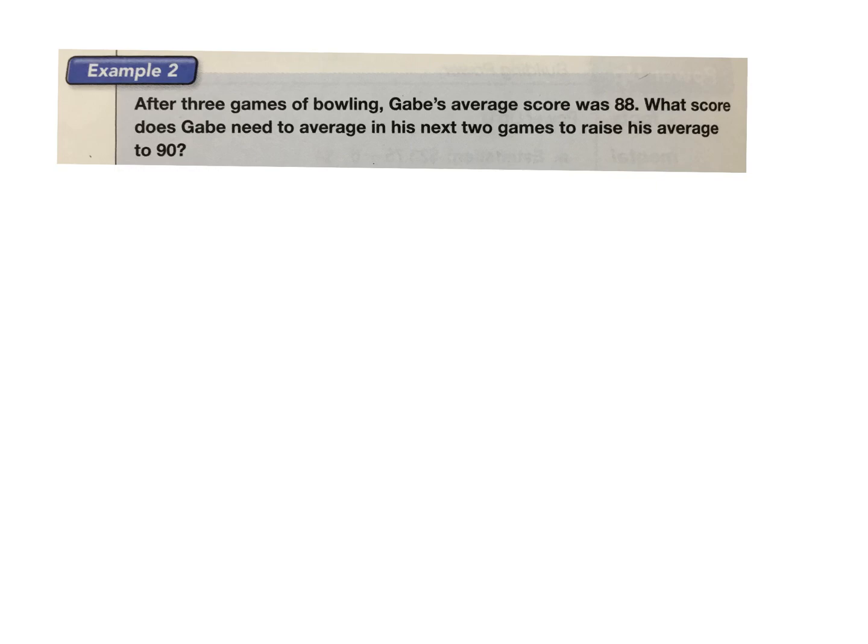Here's our next one, example 2. It says, after 3 games of bowling, Gabe's average score was 88. What score does Gabe need to average in his next 2 games to raise his average to 90? So let's think about how averages work. Remember, how averages work is you just add up all the scores and divide by the total number. So how they got this 88 was to say whatever score he got, whatever score he got, whatever score he got, and then divided that by 3, and they got 88.